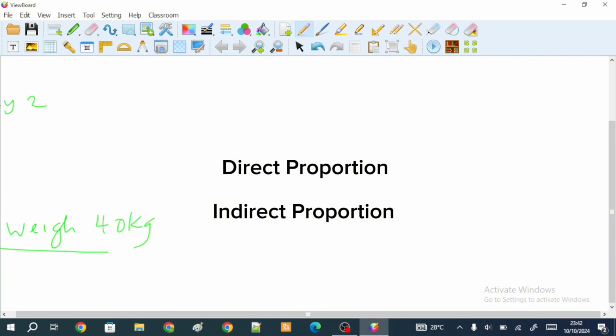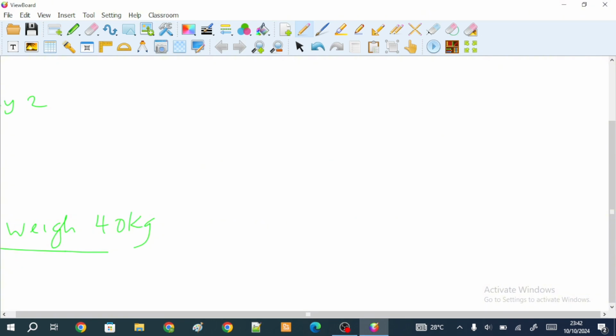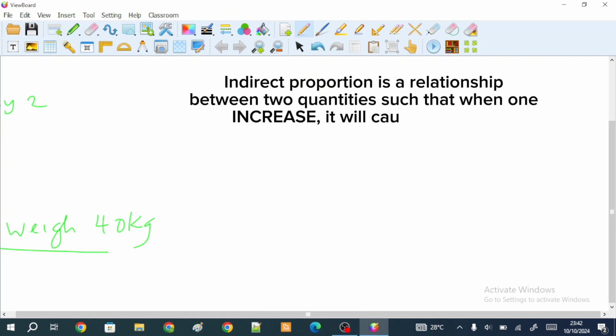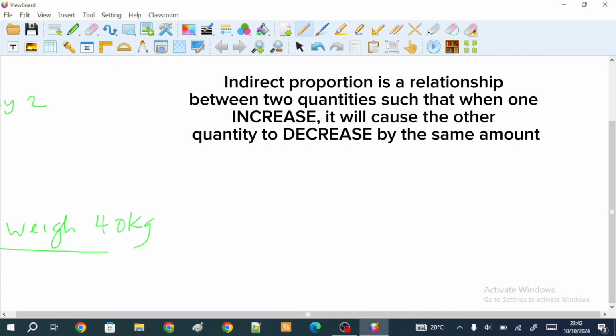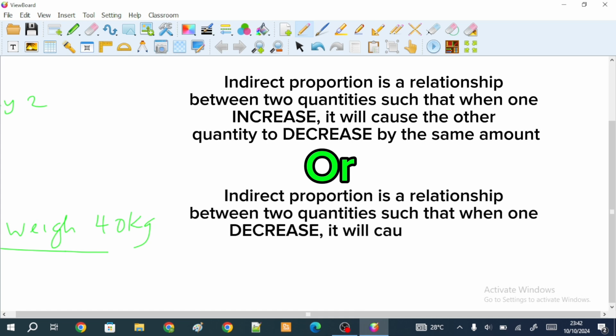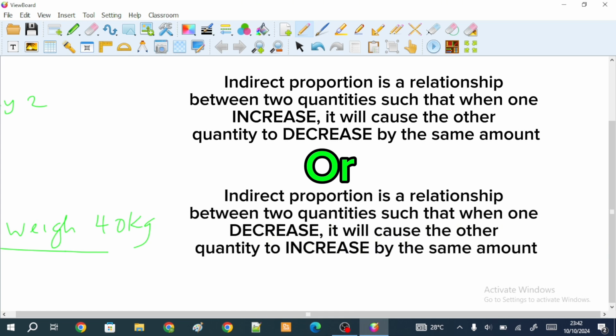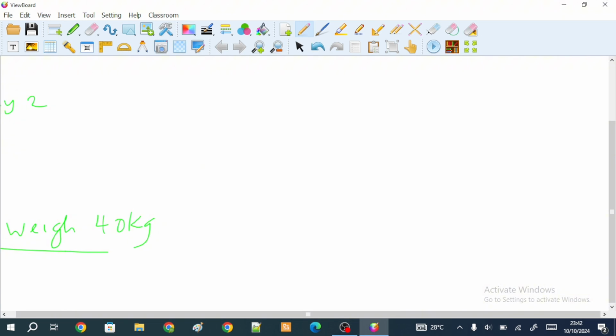In indirect proportion, listen very well, as one quantity increases, it will cause the other quantity to decrease in the same amount. Or if the first quantity is decreasing, it will cause the other quantity to increase. Remember, in direct proportion, when one quantity is increasing, the other will also increase. If the first quantity is decreasing, the other quantity will also decrease. But in indirect proportion, when one quantity is increasing, the other will decrease. Or when the first one is decreasing, it will cause the other one to increase.